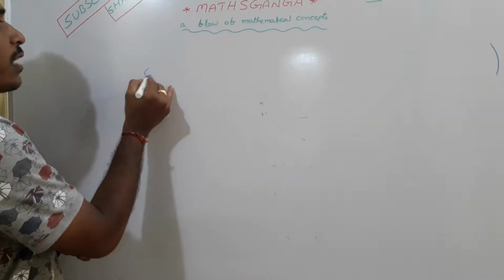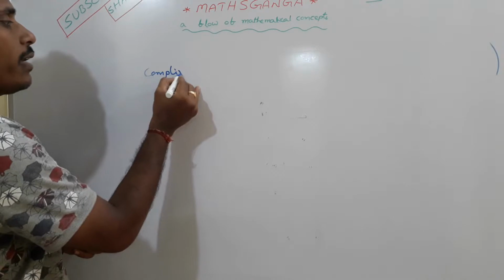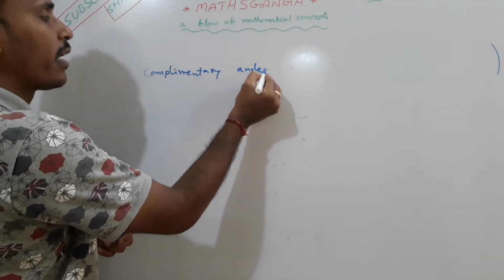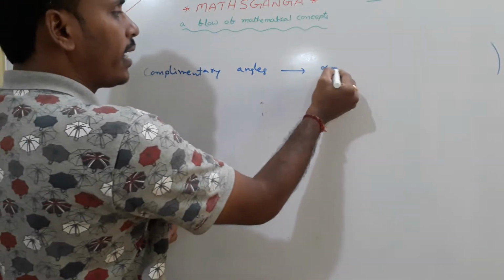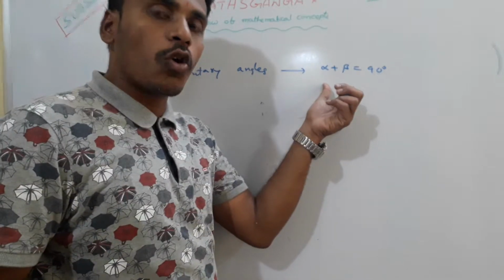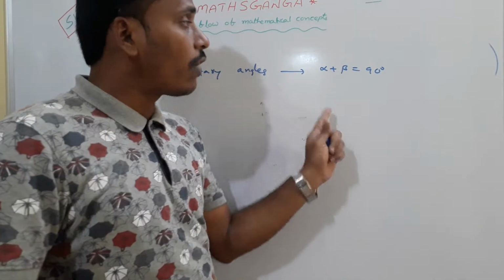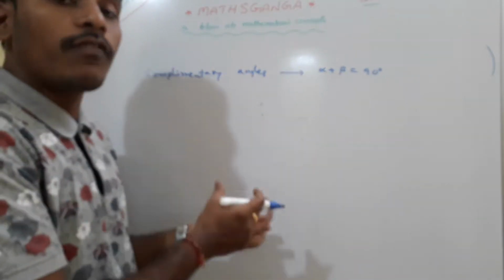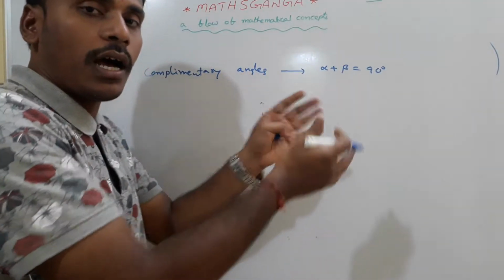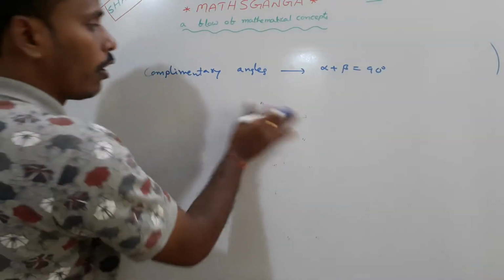A pair of angles are called complementary angles if the sum of the angles is 90 degrees. Complementary angles, if the sum of two angles is 90 degrees, then one angle is called the complement of the other. If alpha plus beta is 90 degrees, alpha and beta are called complementary angles. Alpha is called complementary of beta, whereas beta is called complementary of alpha.